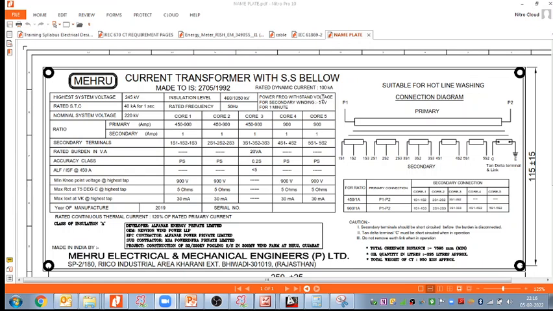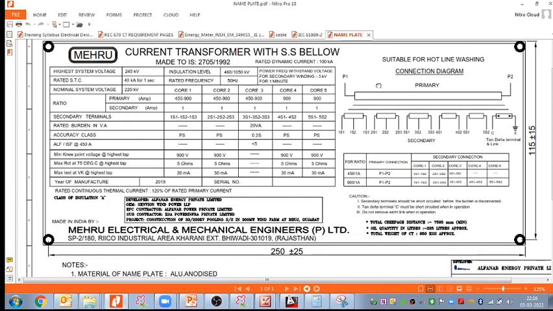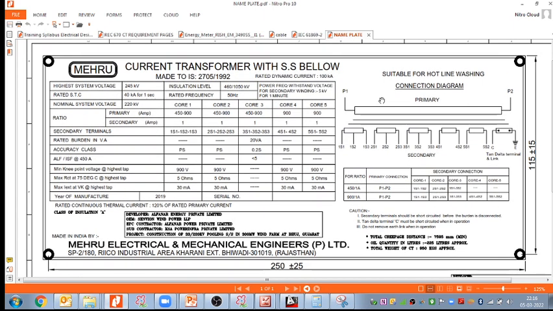Okay, so please be active. If anything is not clear, you say no, and I'll come to that. Since you all see this rating nameplate in the substation, at the site, on the equipment, I think you have an idea about these terminologies. What is the meaning of rated dynamic current?